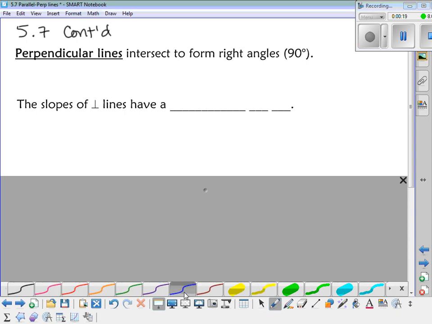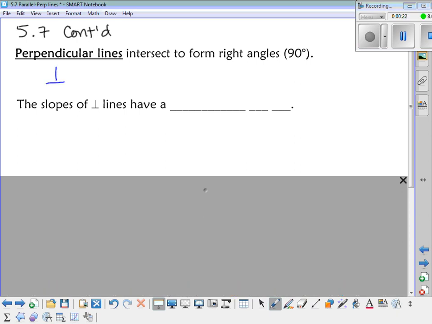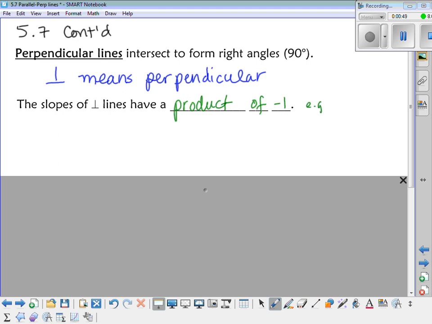First of all, just so you know, when you see this symbol that kind of looks like an upside down T, that just means perpendicular. And the slopes of perpendicular lines have a product of -1. What does the word product mean we're doing? Multiplication, that's right. Okay, so for example, if I had a slope of 2 and a line that was perpendicular had a slope of -1/2, if you multiply 2 times -1/2, what do you get?